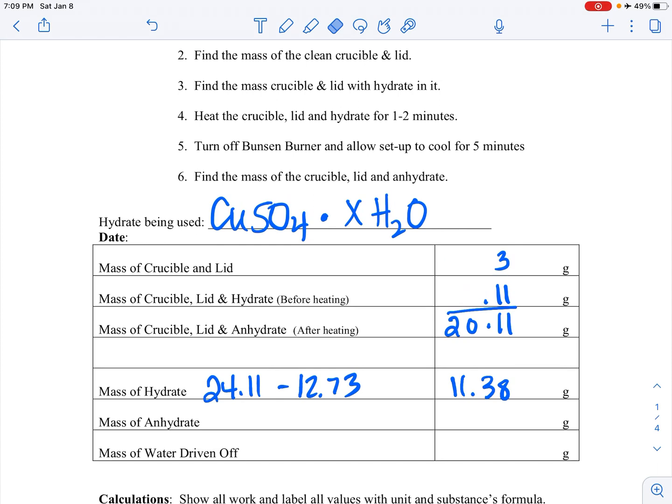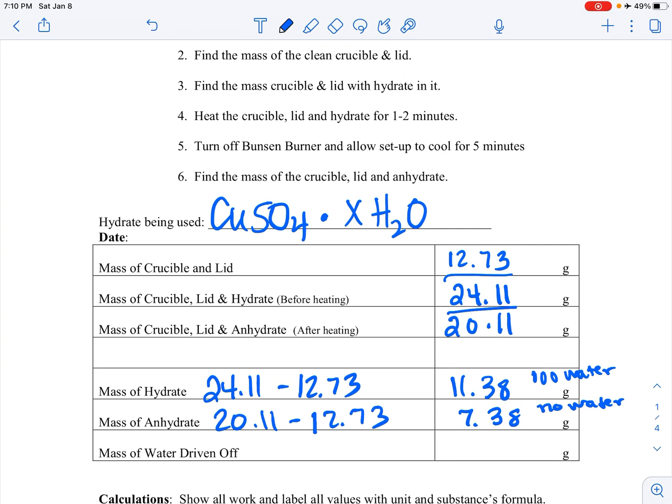Oops, I guess I didn't want to do that. Go back. Okay. The anhydrate would be the 20.11 minus the 12.73. So this is the 7.38. This is, and I'll show you here. Okay, so this has water. That's water. This has no water.